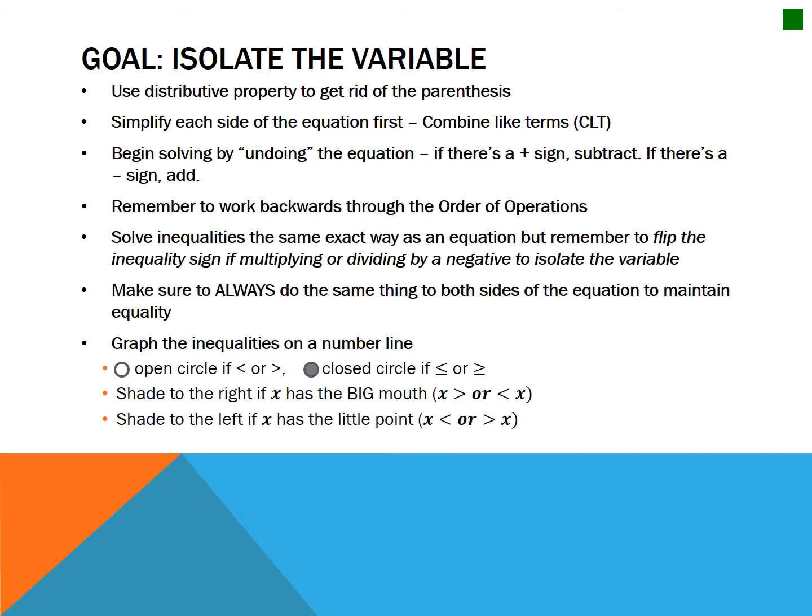So you're going to combine like terms. Remember, that means adding together all the guys with an X and all the guys without an X. You're going to begin by solving by undoing. Look for a plus or minus sign first. Take care of that by adding or subtracting. Remember to work backwards. That means you're going to add or subtract, and then you're going to do your multiplication or your division.